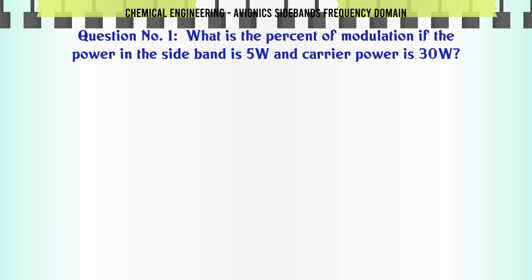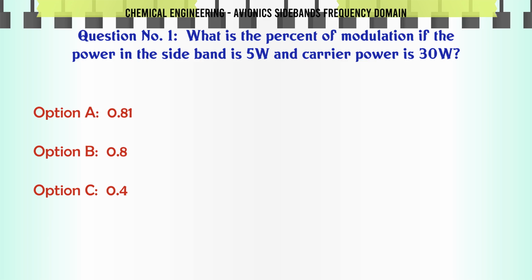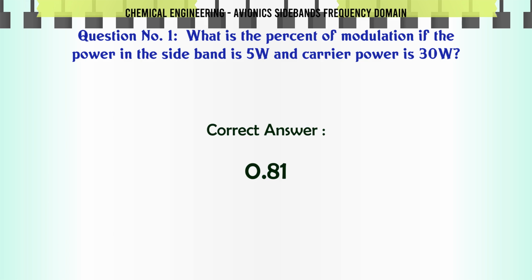What is the percent of modulation if the power in the sideband is 5 watts and carrier power is 30 watts? A: 0.81, B: 0.8, C: 0.4, D: 0.2. The correct answer is 0.81.